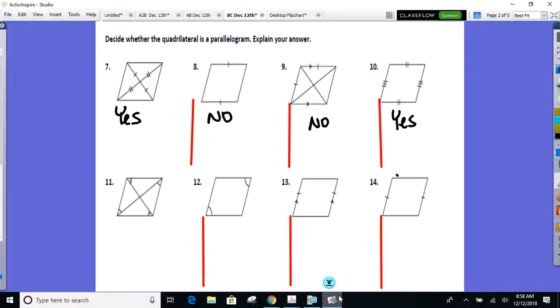How about 11? Yes. Why? Because if both pairs of opposite sides are parallel, then it's a parallelogram. These are alternate interior angles, and if they're congruent, that means I have parallel lines. Opposite sides parallel, yes, leads to a parallelogram.